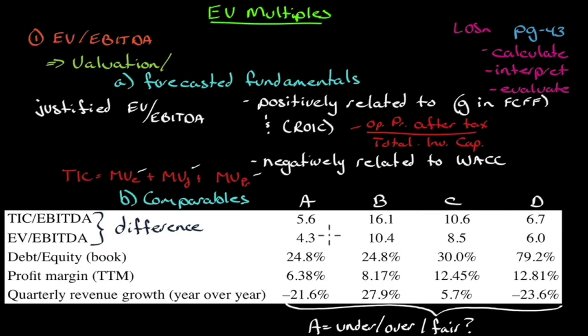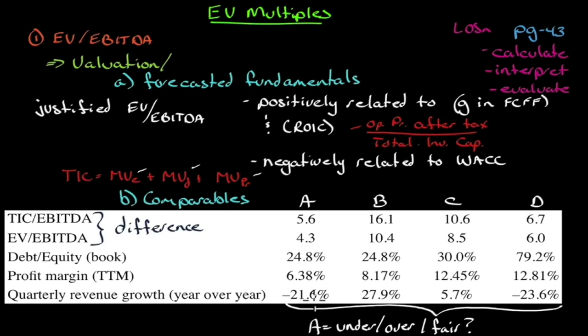All right, let's talk about the difference in these. Now, you can't just look at these. Let's just look at enterprise value to EBITDA. You can't just say, well, B's super expensive and A is really cheap on an enterprise value to EBITDA basis. Because here's why. But it might be justified. Let's have a look at what drives EBITDA. Remember, it's positively related to growth in free cash flow to the firm. So let's look at our profit margin and let's look at our quarterly growth.